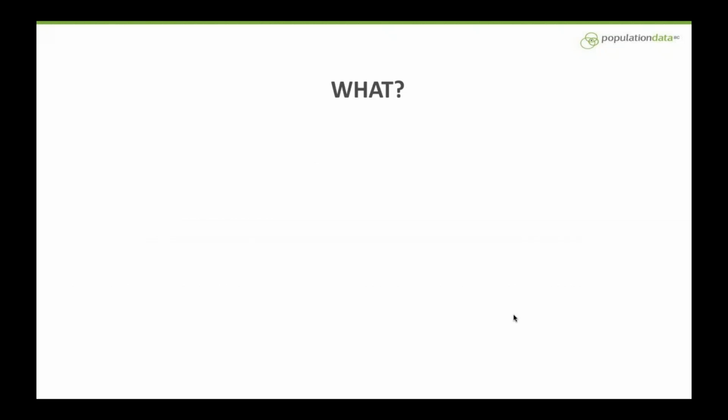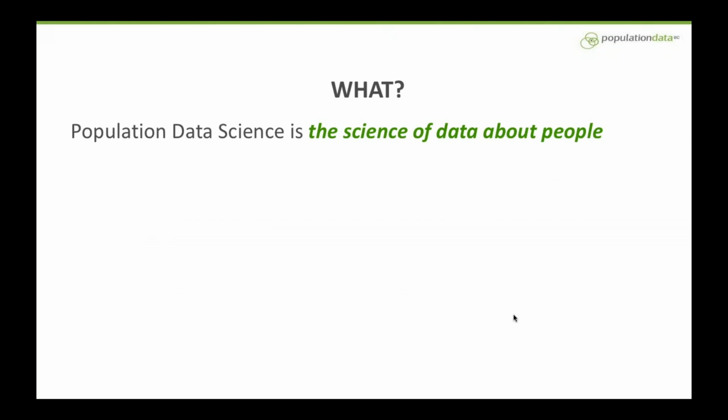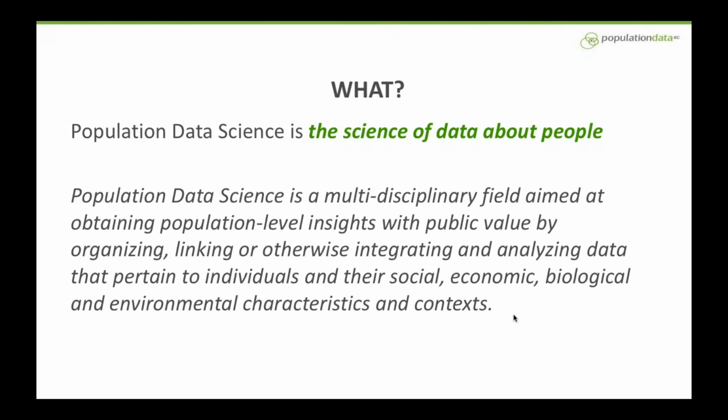So in terms of what is population data science, we came up with a very short definition, which is: population data science, the science of data about people. So it's population data science, the science of population data, rather than population data science, if you see what I mean. It's the science of data about people.